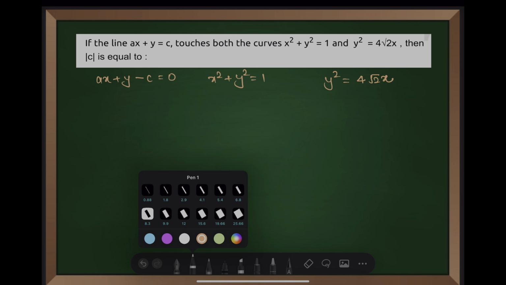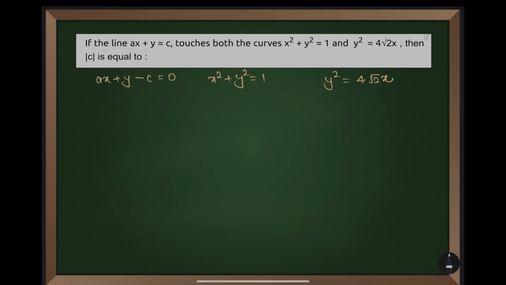Now you know that this straight line is tangent to this curve, and this curve is a circle. So can I connect that the distance from the center to the line will be equal to the radius? Can I say? Yes. So the center of the circle is what? 0, 0.